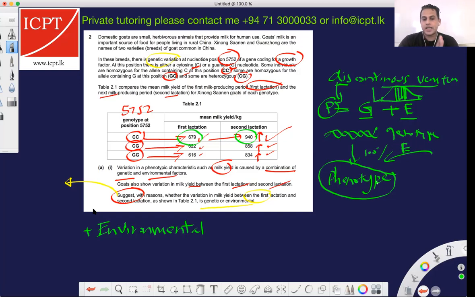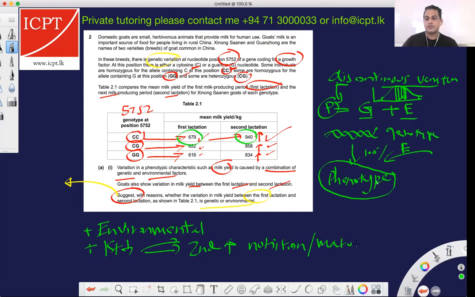You can say the first lactation milk yield is less, but in all these genotypes, second lactation milk yield is higher, right? So first is less, but when it comes to second lactation, this increased. This is due to environmental factors such as nutrition, and the maturity of the animal, and then the maturity of the udders.